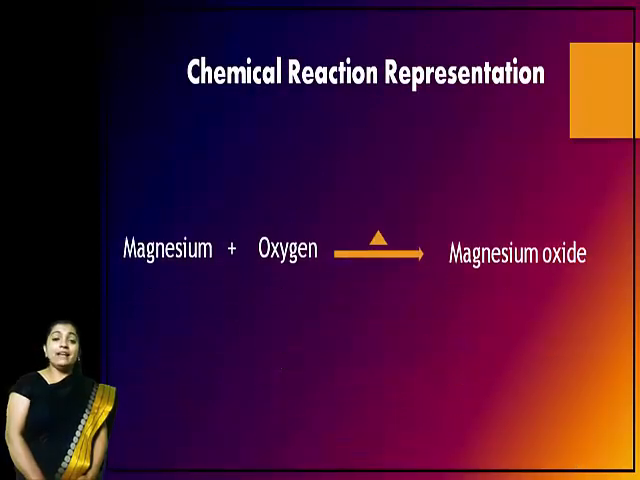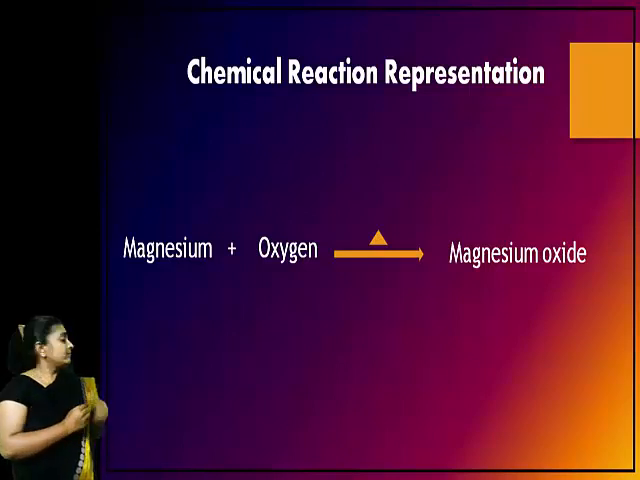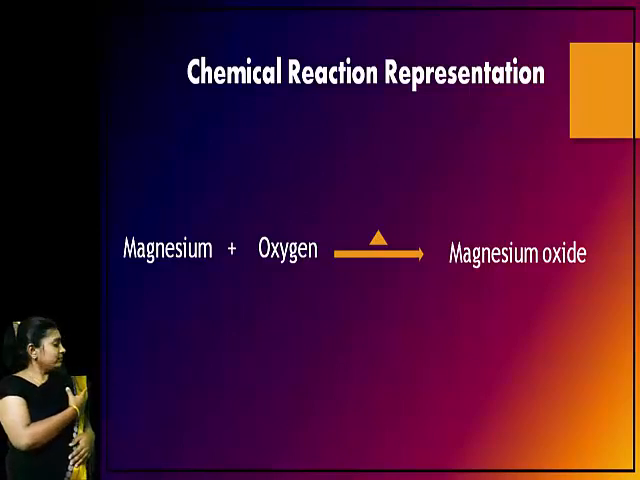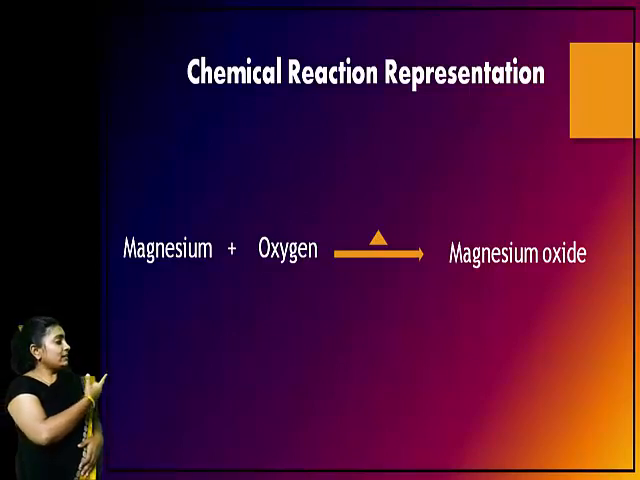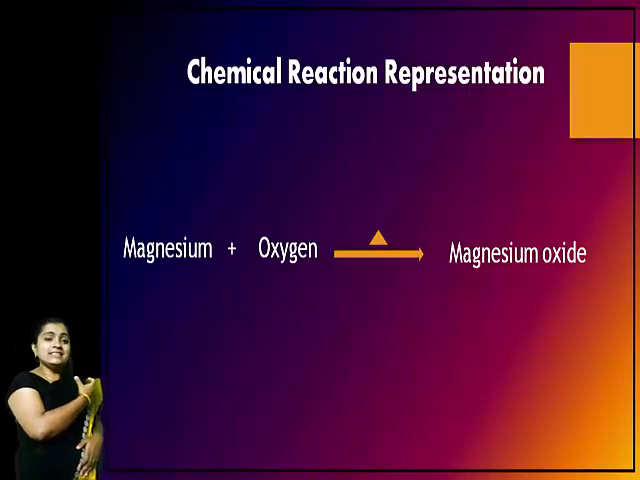Let's take an example. In the activity, we have seen that magnesium combined with oxygen and converted into magnesium oxide. So, we can represent this reaction in words, that is magnesium combined with oxygen converted into magnesium oxide. This equation we have denoted in word form.